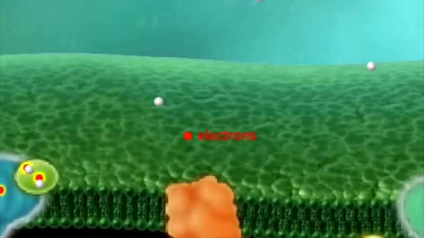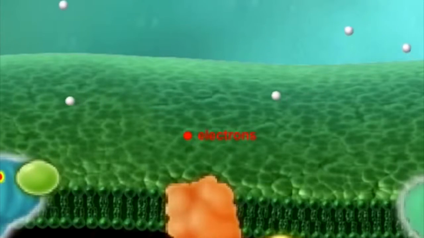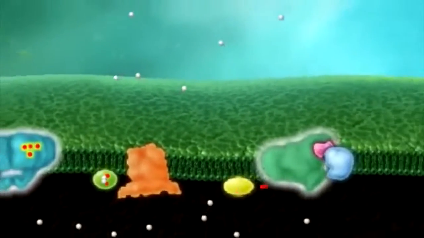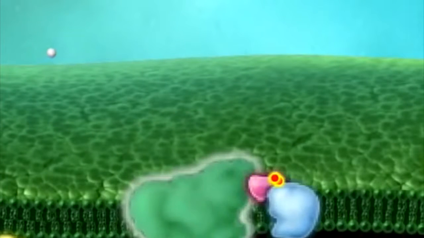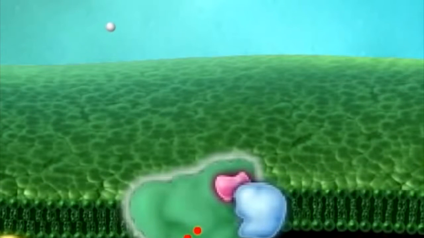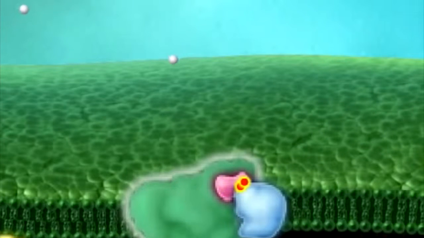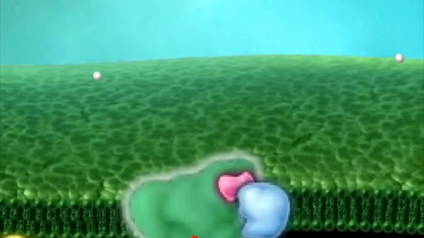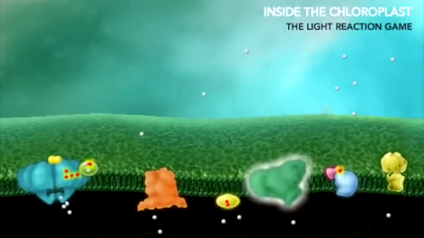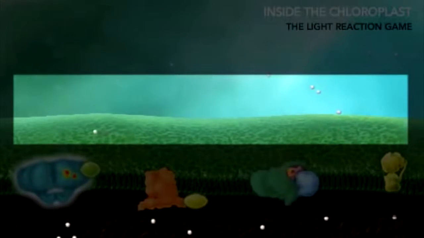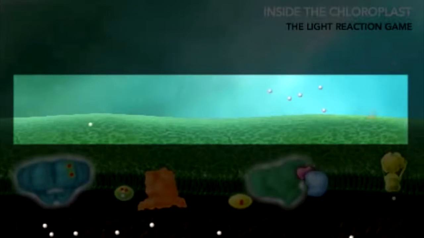Next, the electrons flow through the b6f complex toward photosystem 1, providing energy to pump protons into the thylakoid. Then down the ETS, photosystem 1 absorbs more photons in order to reduce NADP+ to NADPH. These electrons are replaced by electron transport from photosystem 2. As the excited electrons flow through the ETS, a proton gradient is created.